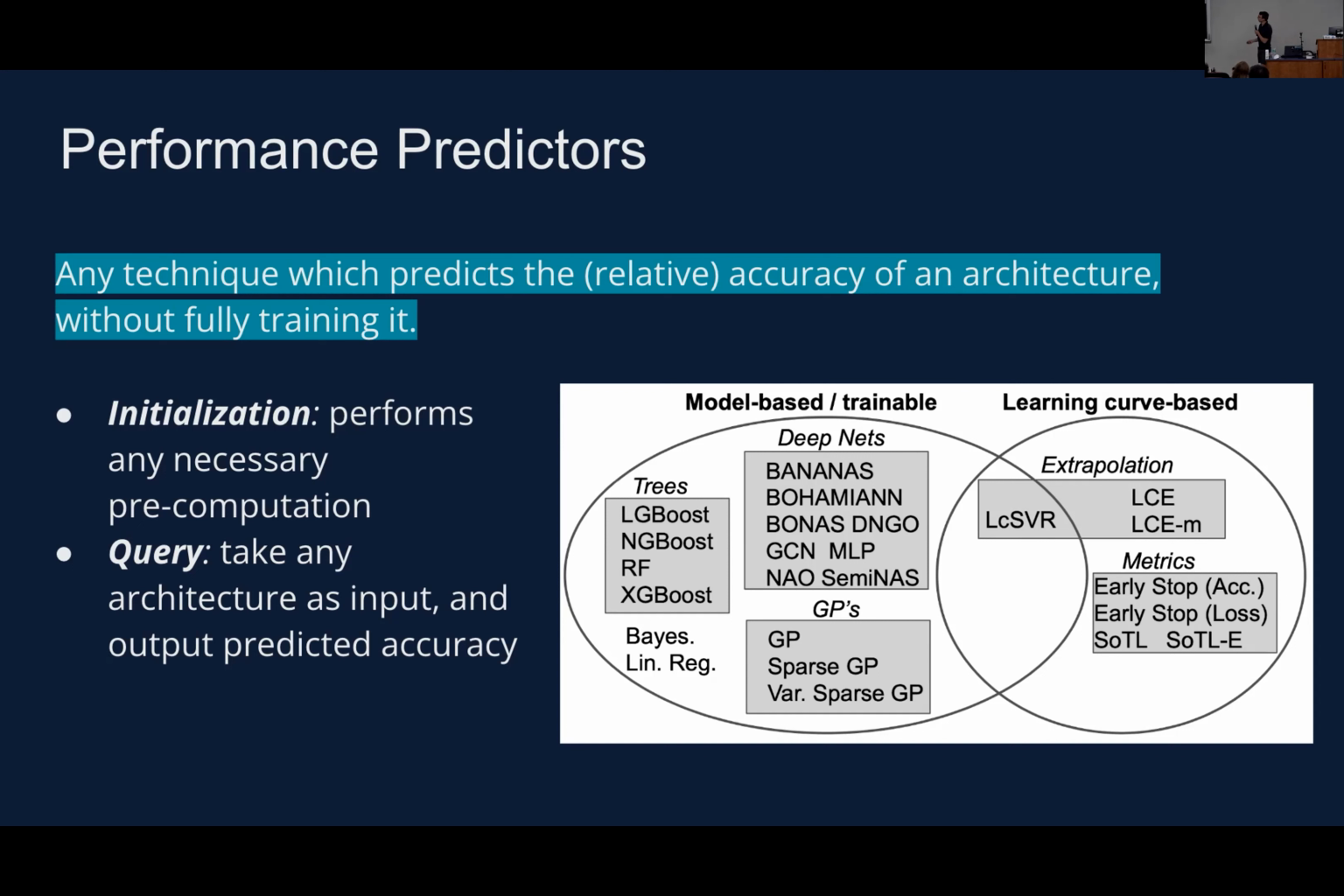Okay, and here I have a Venn diagram of the many different types of predictors we might use. All of them have some sort of query function that takes an architecture as input and then outputs the predicted performance. And then some of them we might need to initialize with some sort of pre-computation.